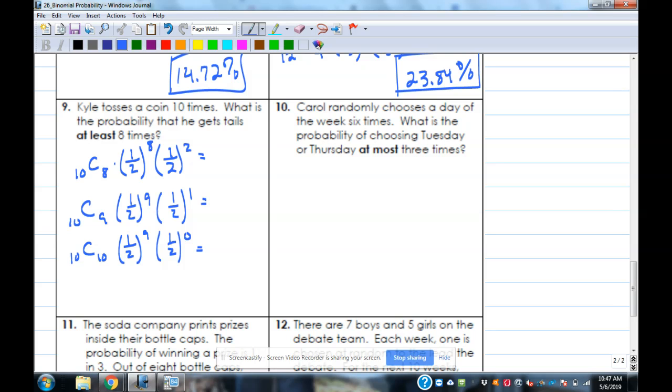So 8, 9, or 10. I wrote a 9 again. That's a 10 there. 8, 9, or 10 are possible. So the probability of doing it 8 times, 0.0439. That's what I've got written down. 0.0098 of getting 9 times. The probability of getting tails 10 times is pretty slim. And then we're going to add all those together.